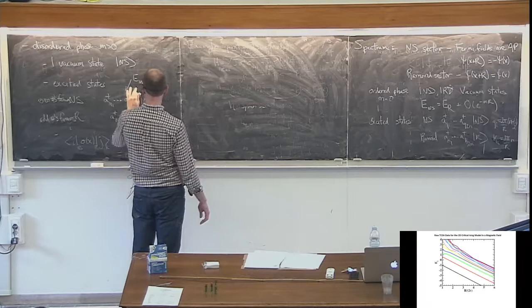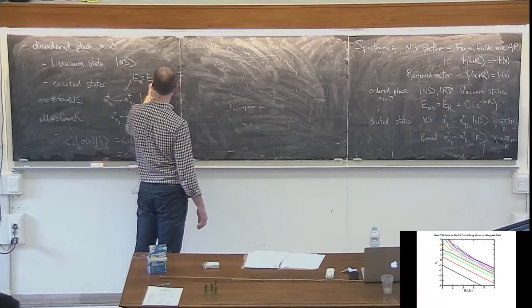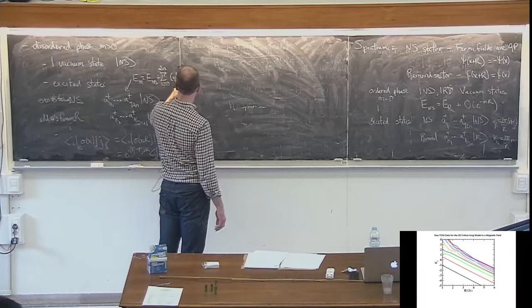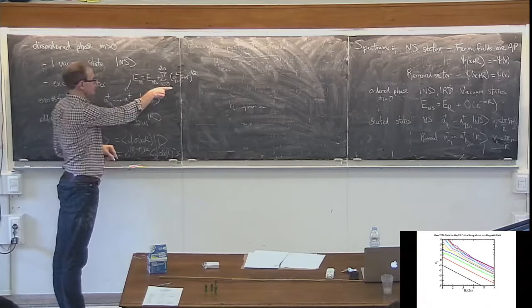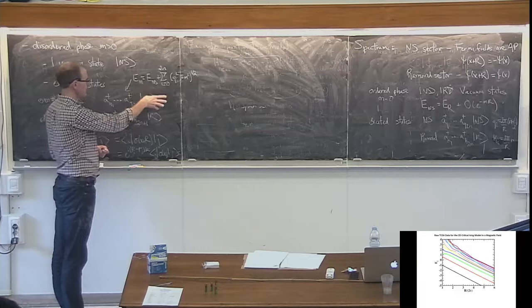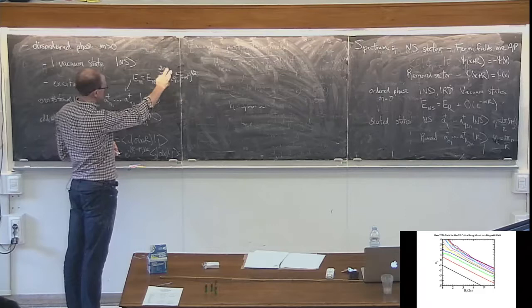The energy of this state is the Neveu-Schwarz vacuum energy plus the energies of the various modes. So this is just the relativistic dispersion relation for the fermion. The energies of these states are very, very simple. You just take the vacuum energy and add the energies of each of the modes. Because the underlying theory is non-interacting, it's just a simple sum of the modes. And the exact same thing holds for the Ramond sector.